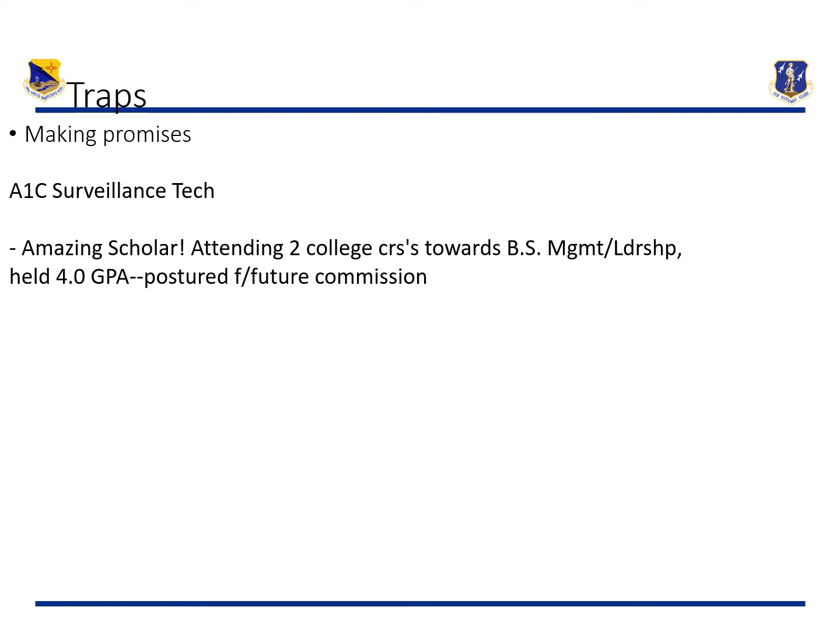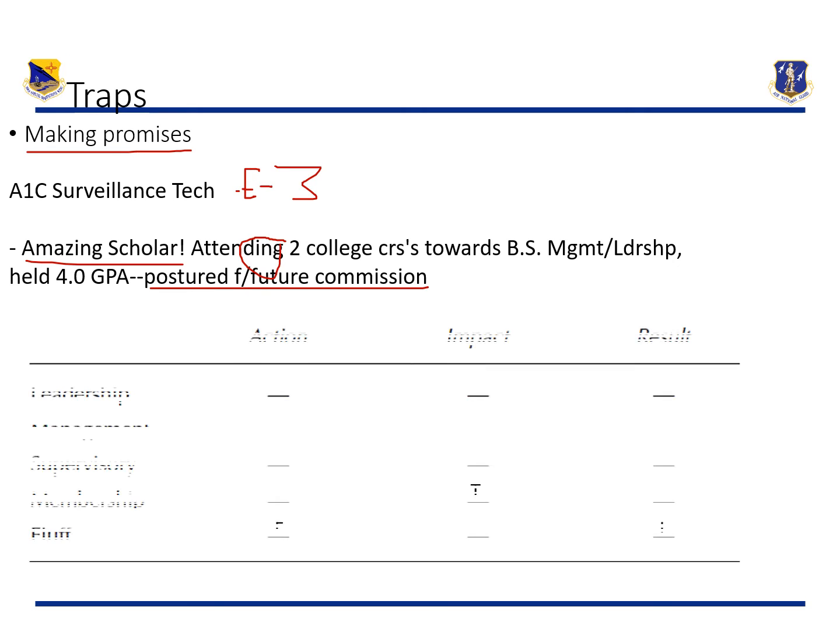Let's look at our first bullet here. This is from an A1C surveillance technician, basically an E3 surveillance technician. This trap is called making promises. I like to call it cashing in checks but have no funds. The bullet reads: amazing scholar attending 2 college courses towards Bachelor's of Management Leadership. Held 4.0 GPA. Postured for future commission. What is wrong with this bullet? Well, let's take a quick look.